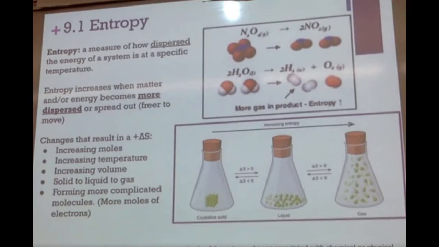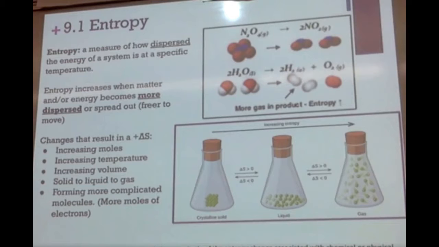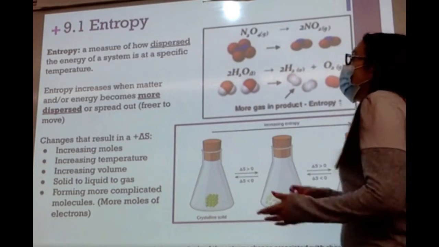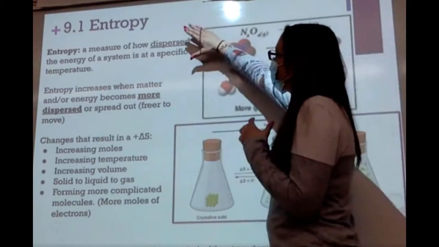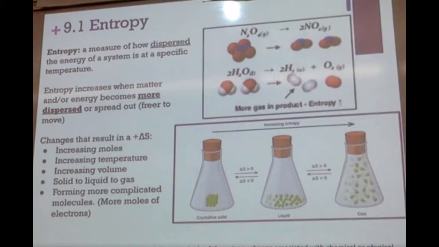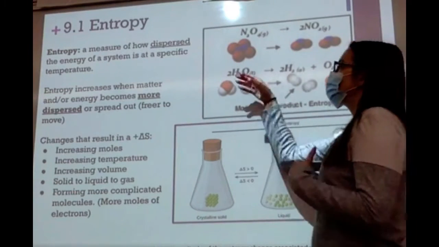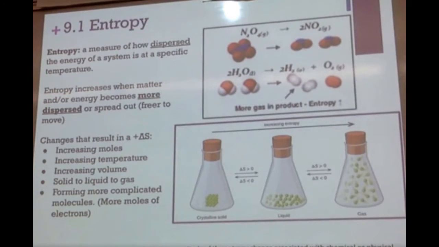So for Unit 9, we start Unit 9 talking about entropy. So topic 1 looks at entropy. Remember, entropy is delta S. College Board wants us to talk about entropy in terms of how matter or energy is dispersed in a system. We were using the term disorder, but College Board has actually said now they want us to use the term dispersed. So entropy is a measure of how dispersed the energy or the matter is within a system.